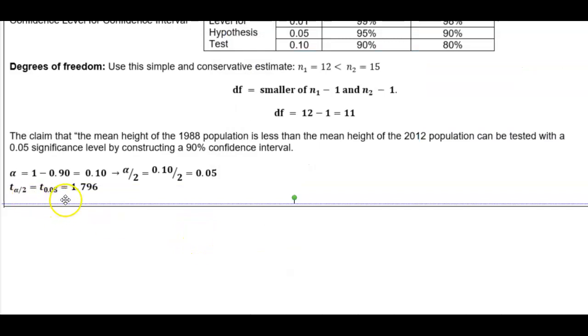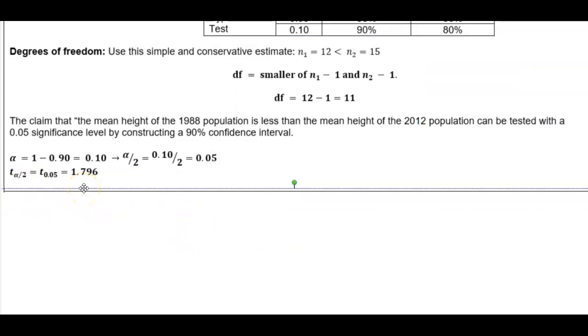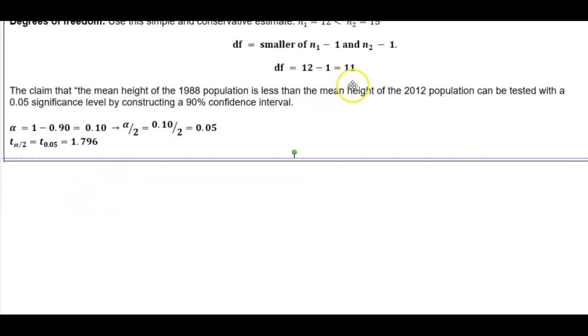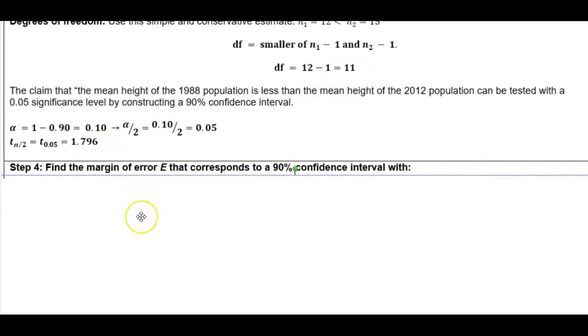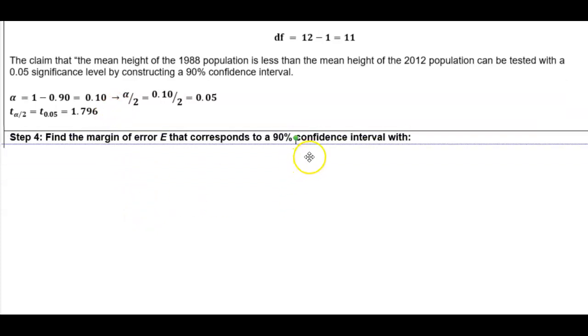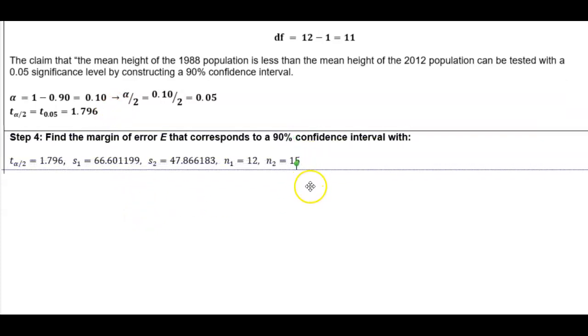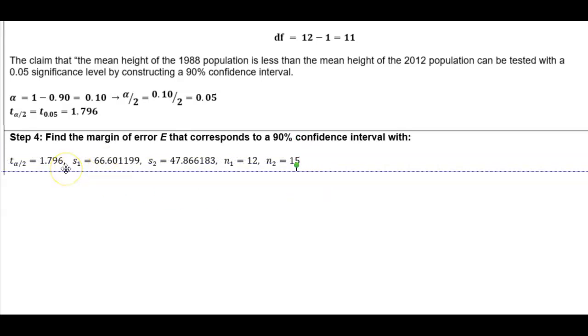So the critical value is going to be 1.796. So now we have the degrees of freedom and we have the critical value. Now we can find the margin of error that corresponds to the 90% confidence interval. So we know that the critical value is 1.796.